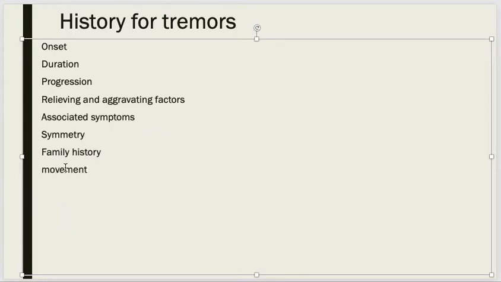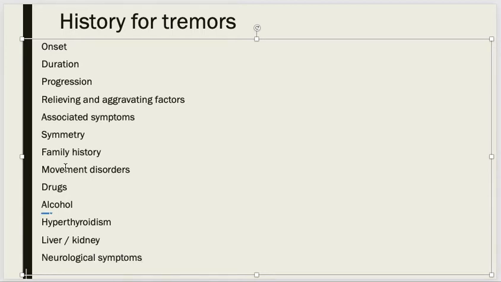Ask about other movement disorders. Ask about drugs. Ask about alcohol usage, or how much alcohol they take. Ask about the signs of hyperthyroidism. Ask about liver or kidney questions. Ask about neurological symptoms. So this is the history taking for the tremors, and then of course we go for the examination.